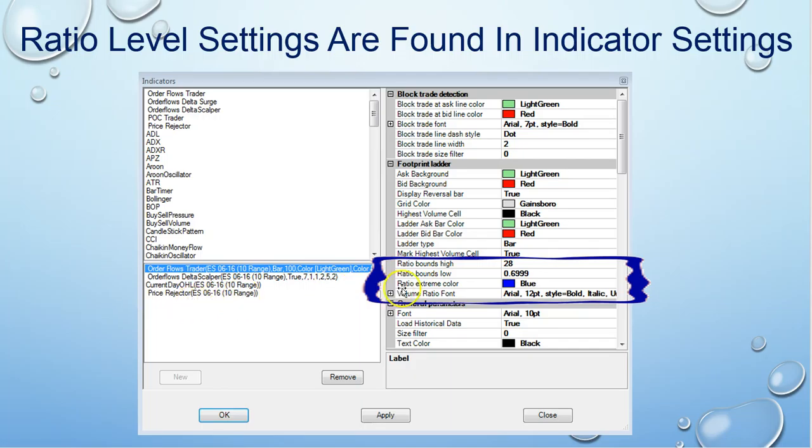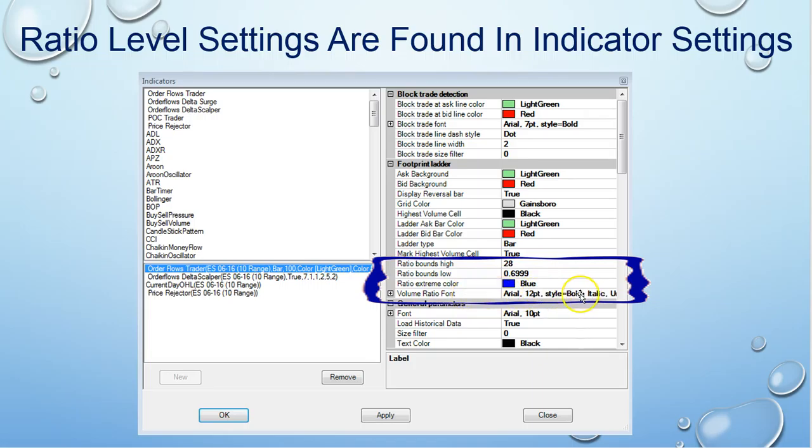Okay, now in the settings, where do you find it? You're going to find it when you go to the indicators and click on Orderflows Trader. You'll see it in here. It's going to come under the footprint ladder. You have a ratio bounds high or ratio bounds low. You can change the color. If you don't like blue, you can change it to whatever color you like.